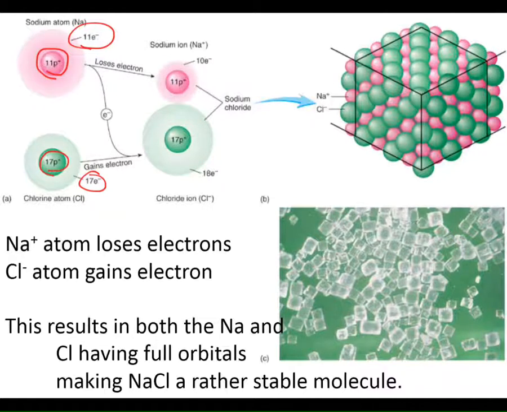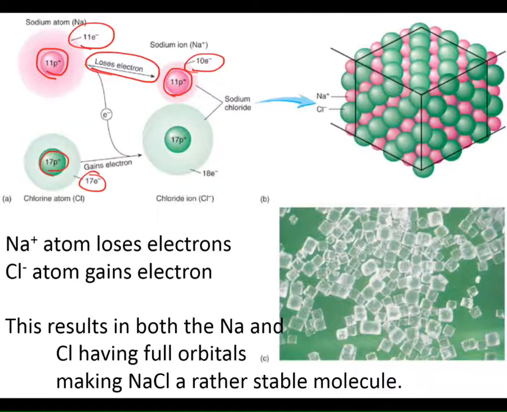So what's sodium going to do? Give one away, and chlorine is going to happily take it. So now sodium's happy and chlorine's happy. Perfect match. That's exactly what happens here. So look what happens. Sodium loses an electron. That means that sodium, still sodium, has 11 protons. It lost an electron, now it only has 10 electrons. Overall now, the positive and negative charges don't match. Overall, sodium now has what charge?